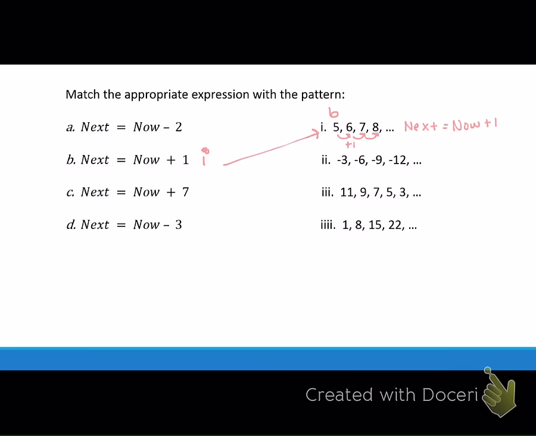Alexis, what's happening each time with the second one there? What's happening to get from -3 to -6? Subtracting 3 each time. So what would next equal? Next equals, which is which one? Which is D. Good.